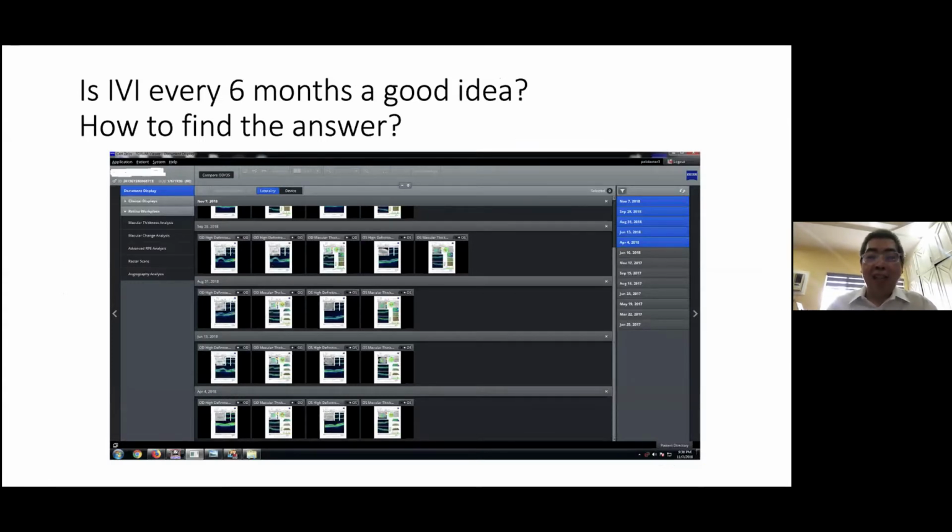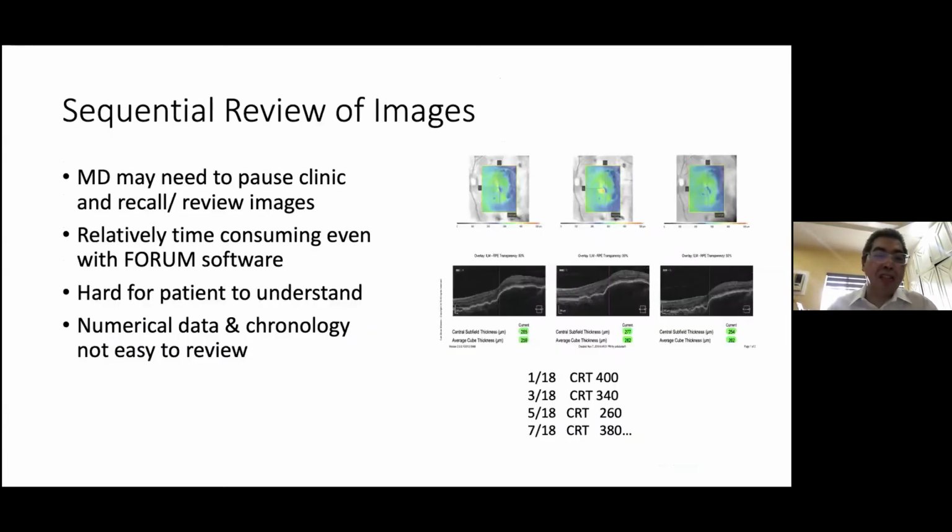So for this patient, is increasing the interval between injections a good idea? How do we find the answer to this? One way, a way that a lot of doctors do, is they go into the ZEISS Forum, they pull up all of the images, angiographic and OCT images over time, and then they review these images to find out how the patient has responded to treatment and whether we can increase the treatment interval. But this sequential review of images on the ZEISS Forum may take considerable time, and we may have to stop the clinic to review these images to come up with a recommendation.